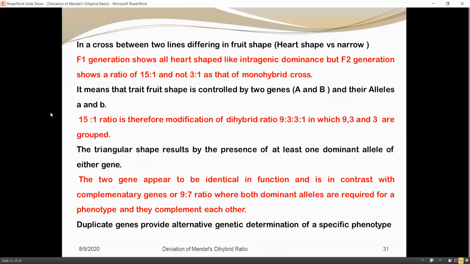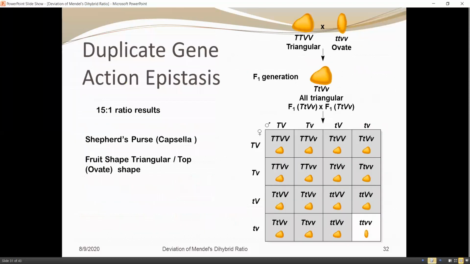In this, only one dominant allele is required, either capital A or capital B, and it is just opposite to complementary genes. This again shows the test and triangular cross, and the ratio is 15:1.